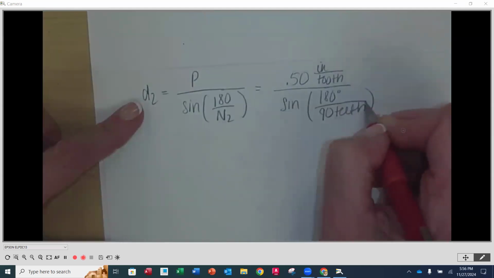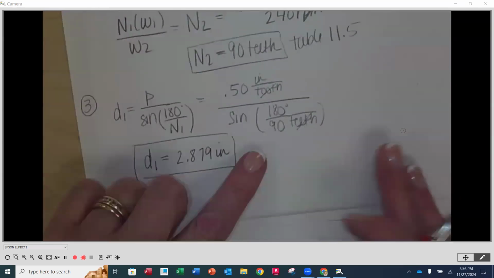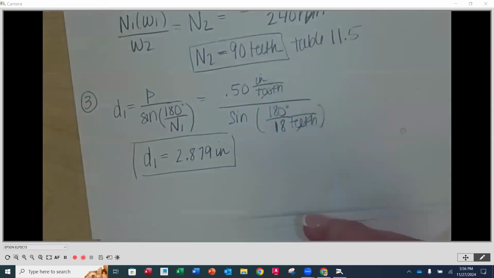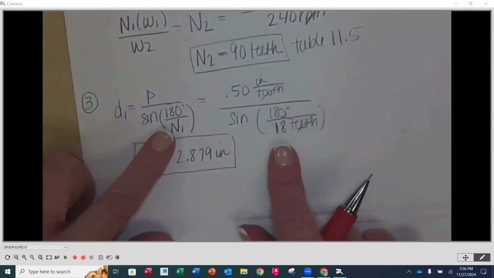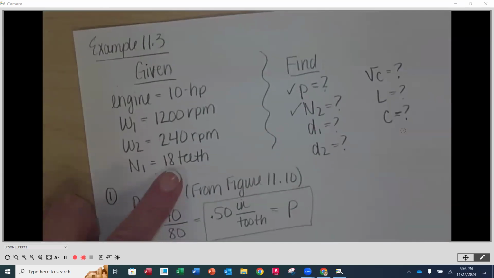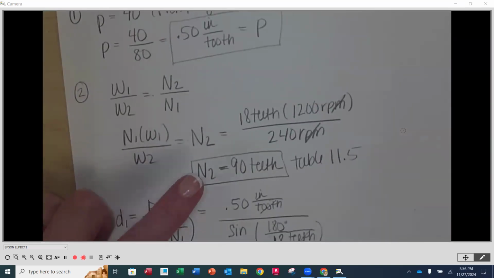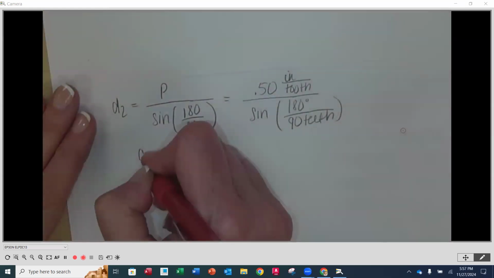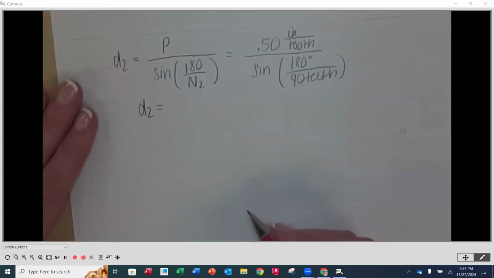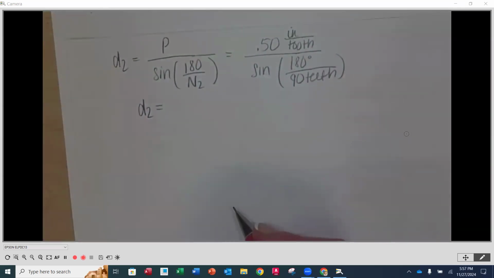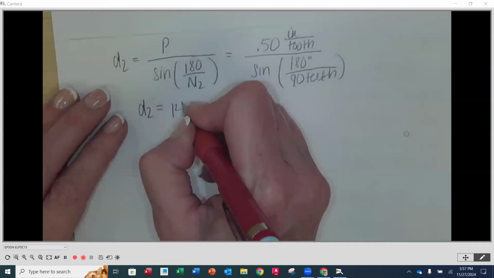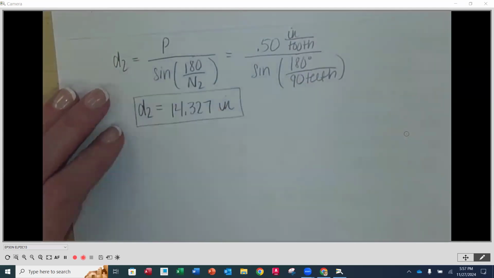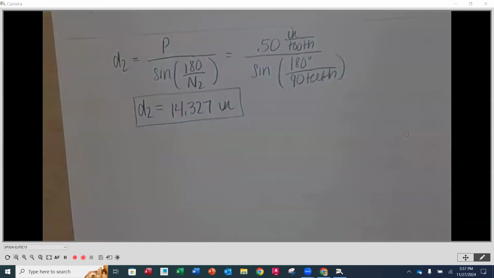Oh, wait, did I put the wrong one in there? I did. This was supposed to be 18. Sorry. So if you did use 90, hopefully you didn't, because I needed N1. N1 was 18. Our N2 is 90. So 90 goes here. And D2, it looks like, Josh, you got 14.327. Absolutely. That sounds correct. And make sure everybody can get that one. Good.